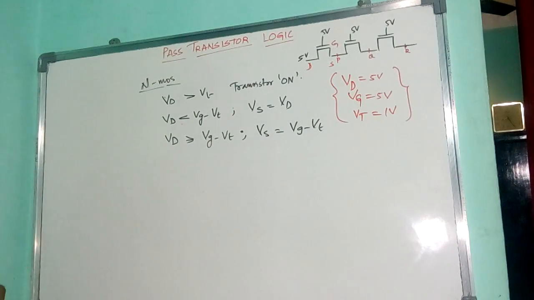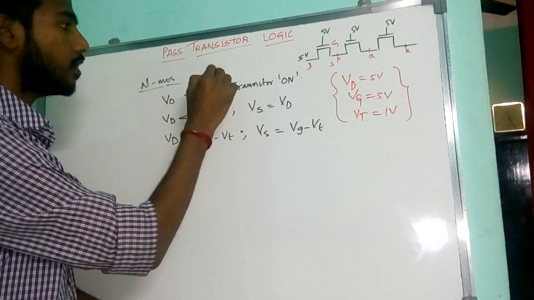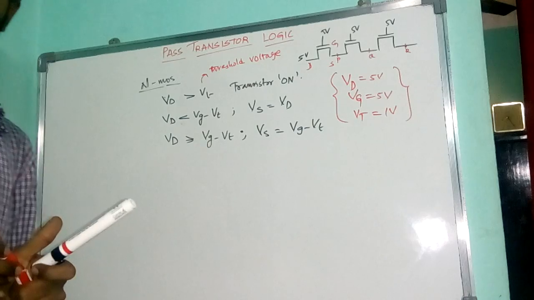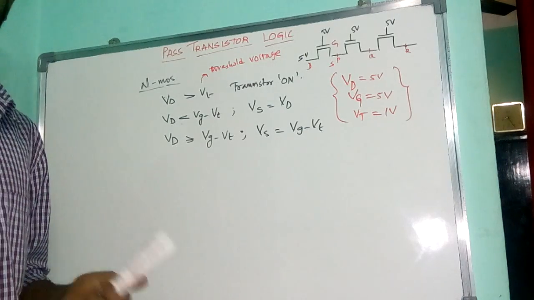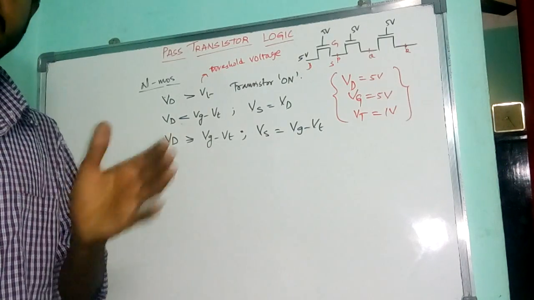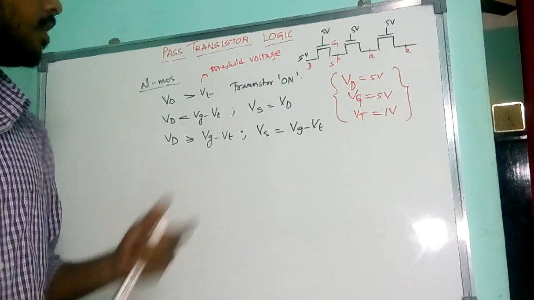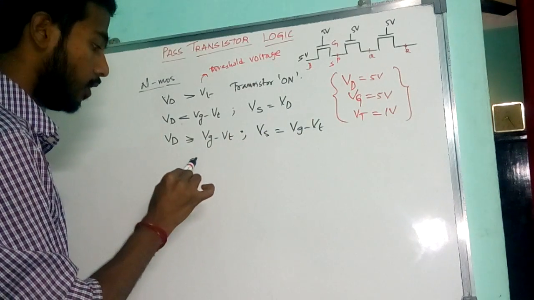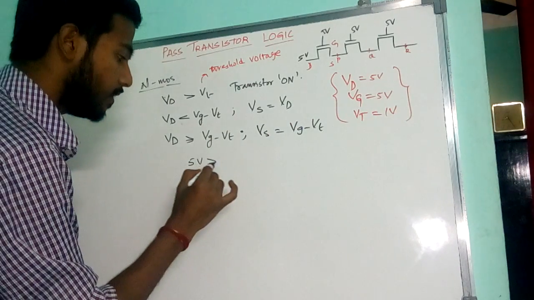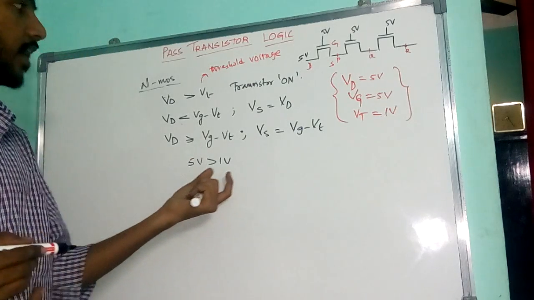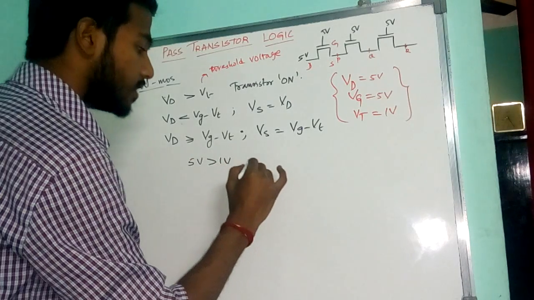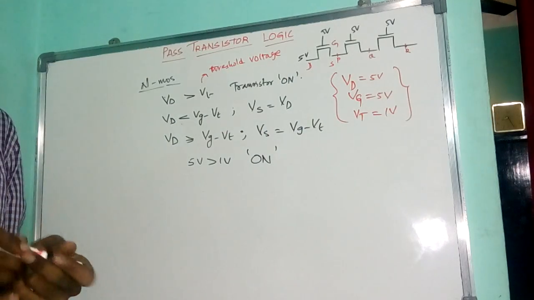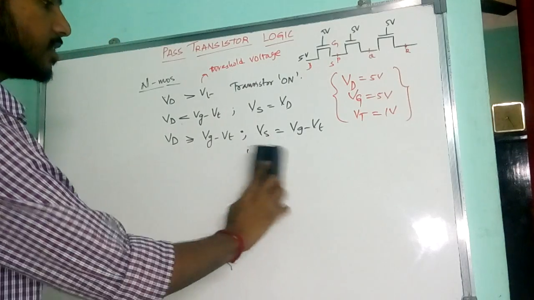Now Vt is the threshold voltage. So what is threshold voltage? It is the minimum voltage we apply for a transistor to form a channel. That voltage is called the threshold voltage. And here my VD is 5 volt, and Vt is 1 volt, and VD is greater than Vt. This condition is satisfied, so I can say that the transistors connected are in on condition. They are not in off condition. The first condition is satisfied.